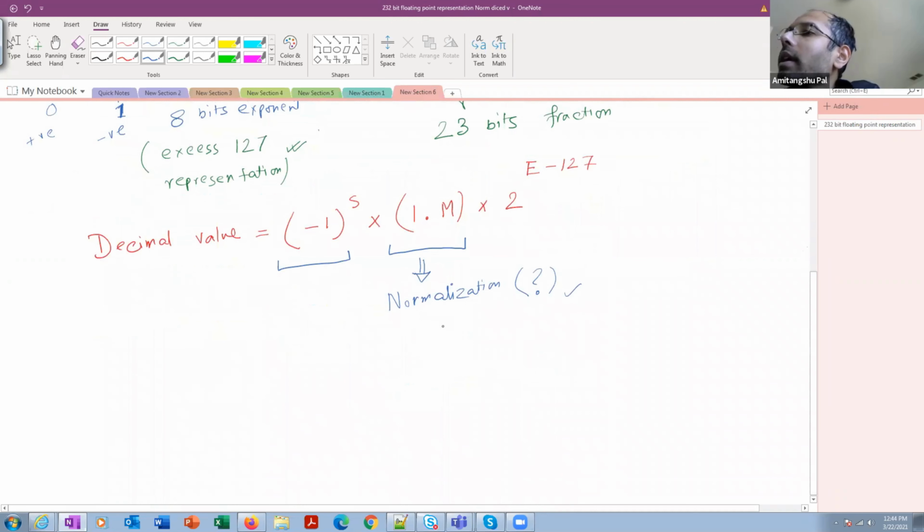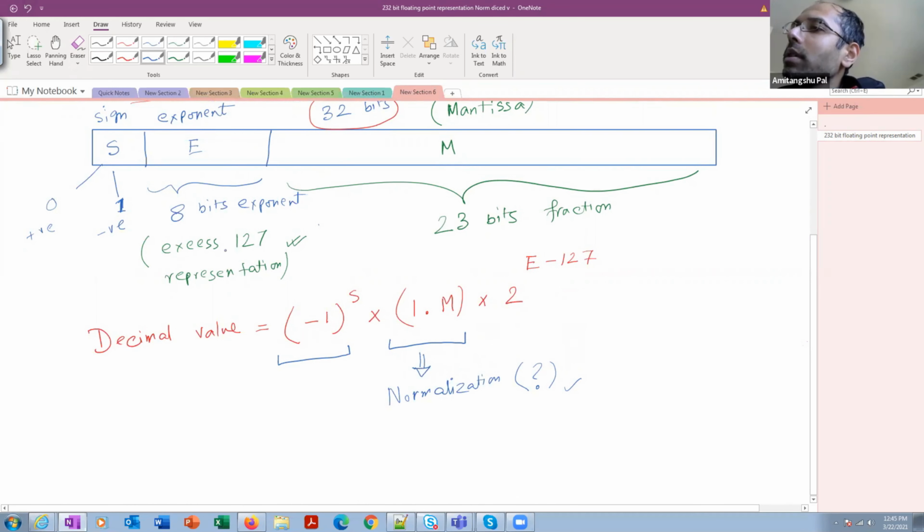Right. And next comes 2 to the power, the exponent part. And as I said, the exponent is represented in excess-127 representation. So that's why I am deducting 127 before taking the exponent. Okay, so that's why I am writing 2 to the power e minus 127. Here also I am going to explain in a minute why I am representing the exponent using excess-127 representation. Okay, for the time being, just use the convention.